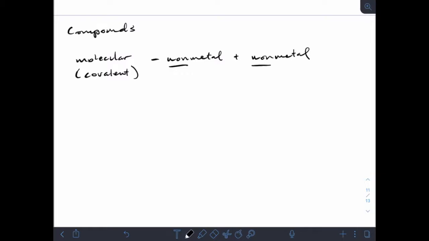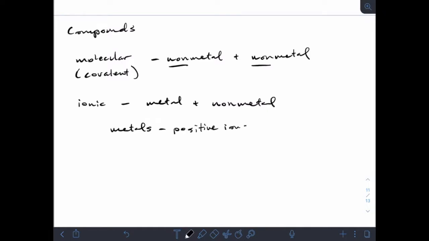The other type of compound that is most common is called ionic compounds, and those are when we bond a metal to a non-metal. Now, metals tend to lose electrons, and we talked about that in the previous video. So metals, when they make ions, lose electrons and become charged. They make positive ions. Positive ions are called cations.